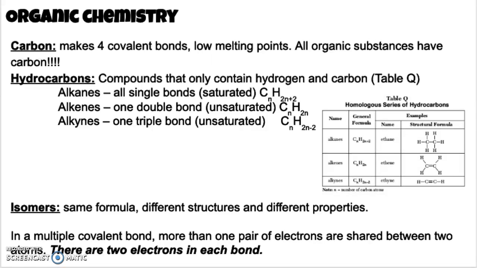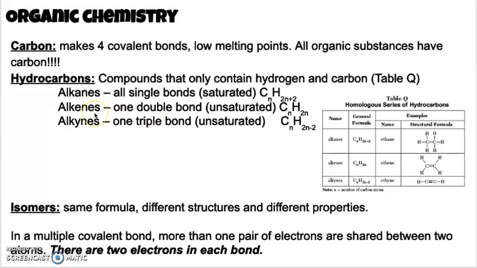Next, hydrocarbons have hydrogen, hence the hydro part, and carbon in them. These can be found on table Q. When we talk about different homologous series, we're referring to 3 different types: alkanes, alkenes, and alkynes. Alkanes have all single carbon-to-carbon bonds. They're what we call saturated hydrocarbons. Their general formula is CnH2n+2, and you can see an example here on table Q.